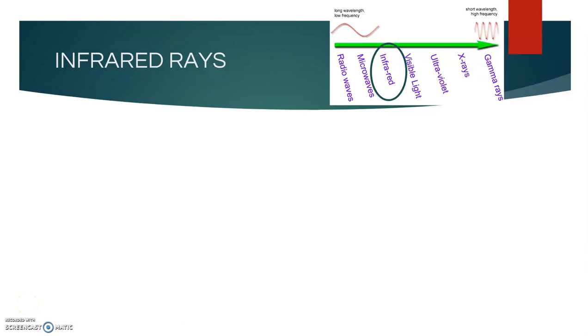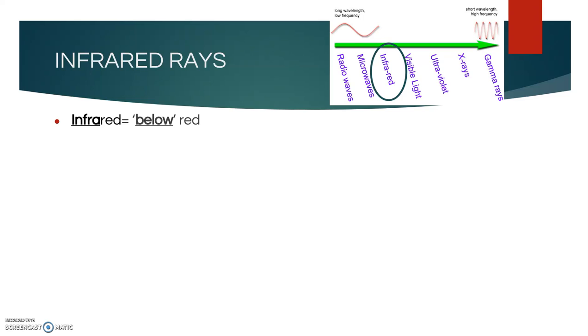Morning class. Today we're going to move on down the electromagnetic spectrum, which means we're going to be working our way from left to right. And we're going to be studying infrared rays, which follows radio waves and comes before visible light on the spectrum. So one way to remember where it's at on the spectrum is because infra means below. And so infrared means below red.